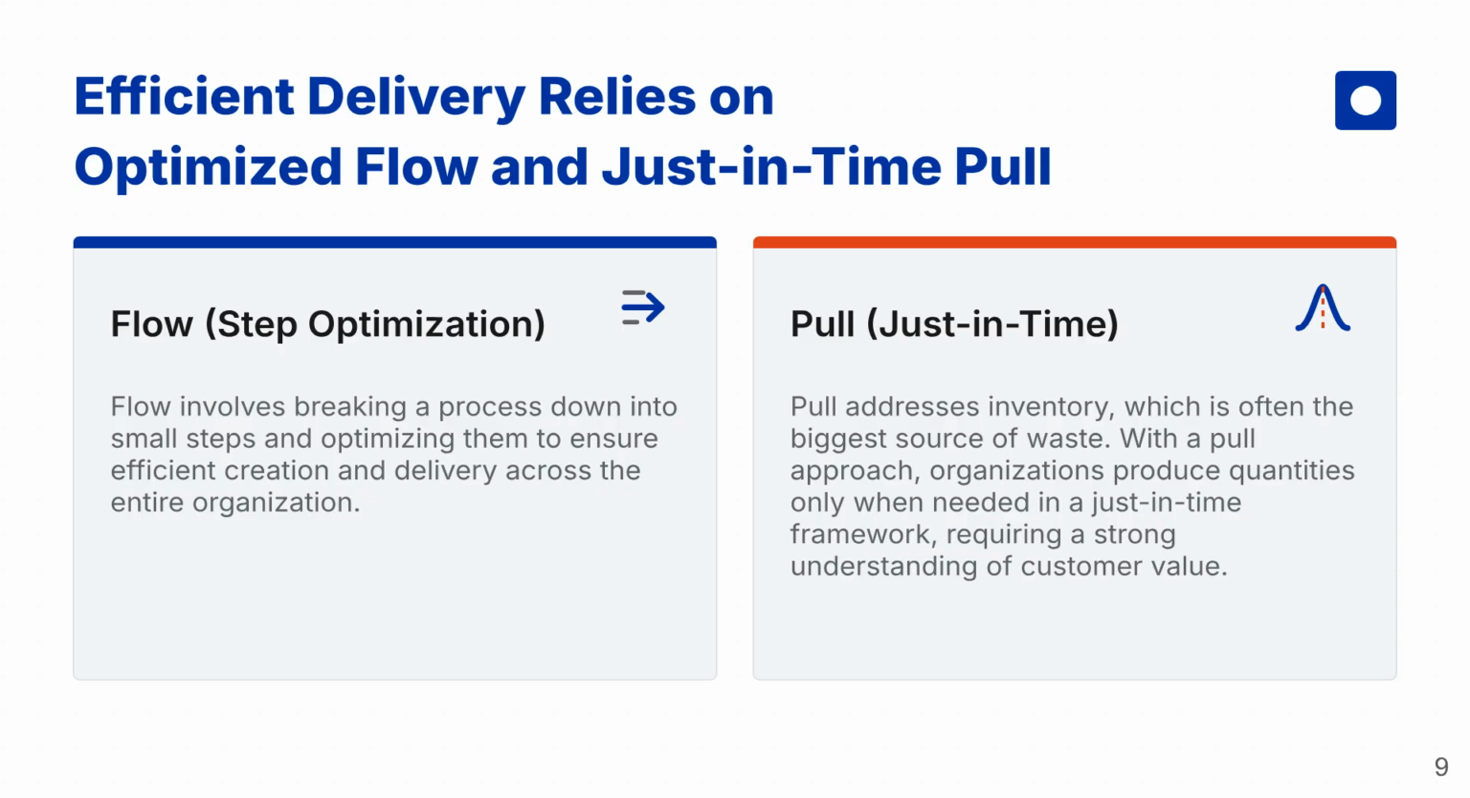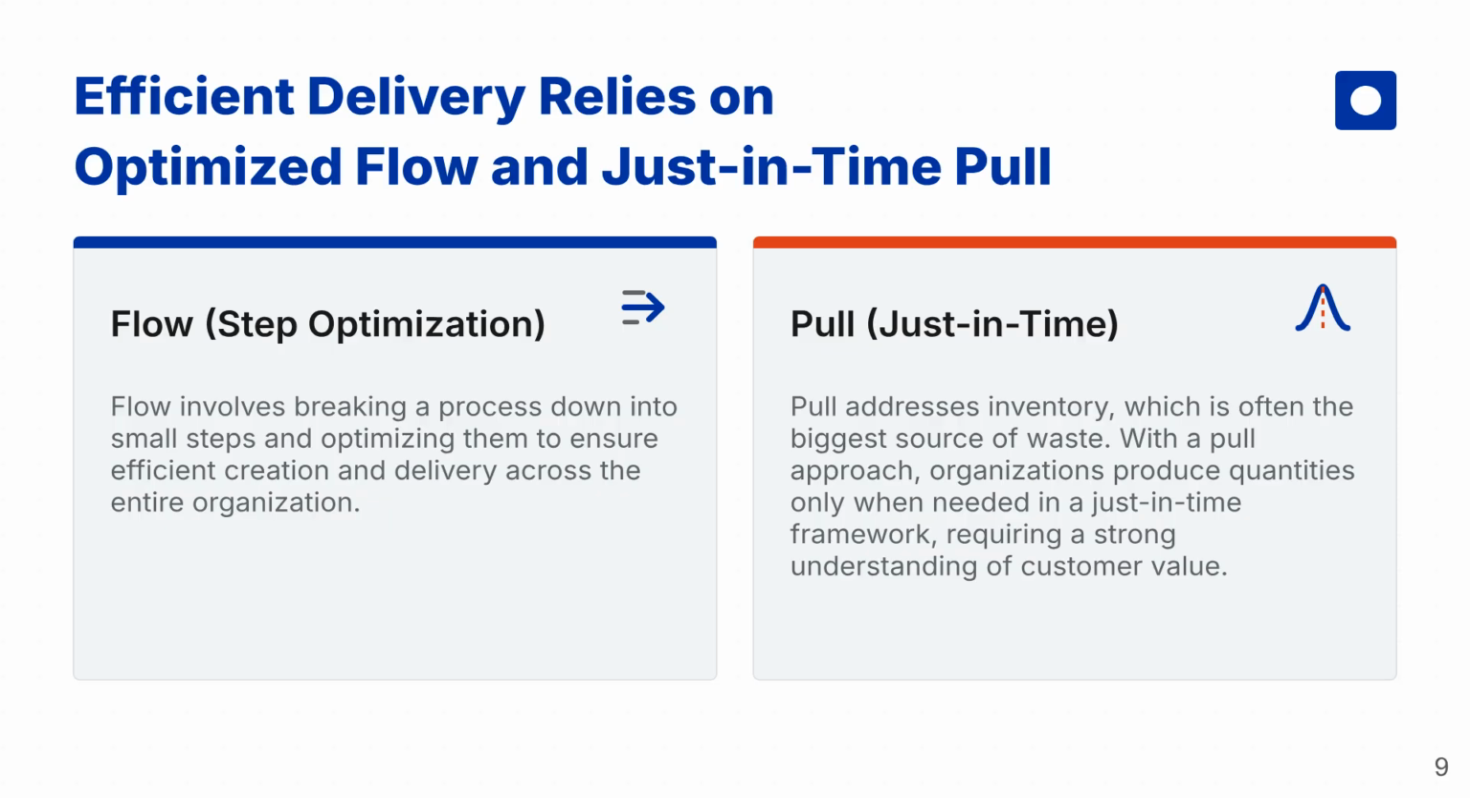The second principle is pull, which is closely associated with the just-in-time approach. Instead of producing goods or performing work based on predictions, organizations produce only what is needed, when it is needed, and in the required quantity. This prevents excess inventory, reduces storage costs, and minimizes waste.